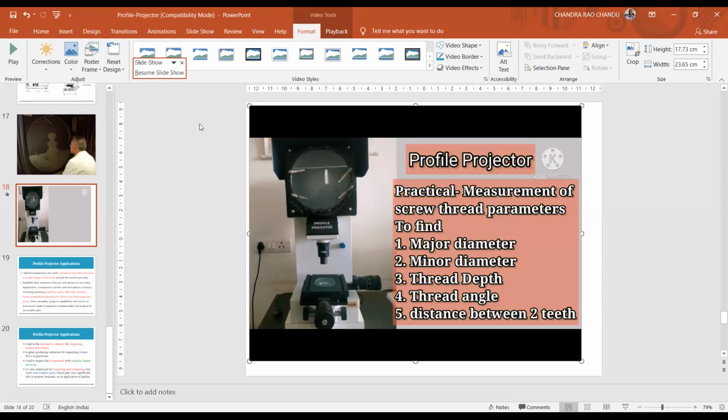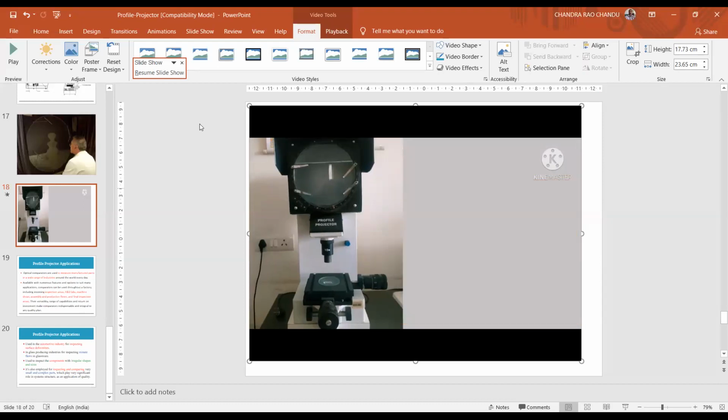Today's topic is profile projector and optical flats. Profile projector works similar to the toolmaker's microscope, but in this profile projector, higher magnification is possible when compared with the toolmaker's microscope. Both the optical projector and the toolmaker's microscope are available in our metrology laboratory, and you will have an experiment on these two equipments. We will see them in our laboratory also.